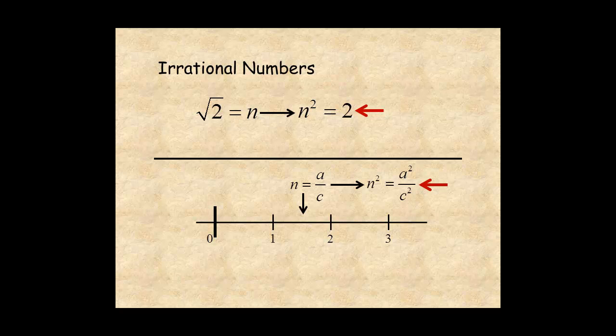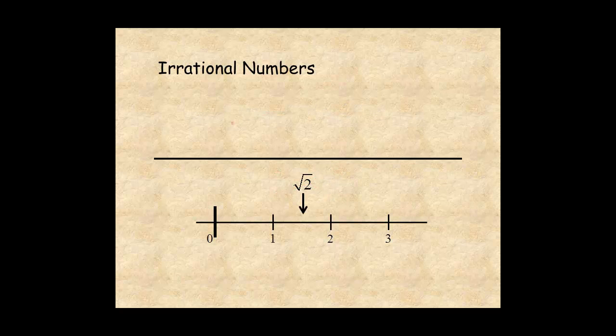Since the assumption that the square root of 2 is rational leads to a contradiction, the assumption is false, and the square root of 2 is not rational. So the opposite must be true. The square root of 2 must be irrational, and the proof is complete.